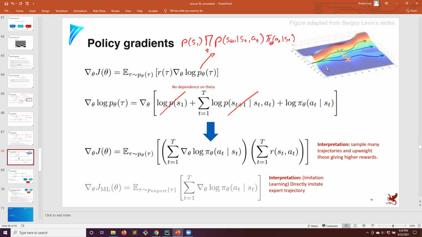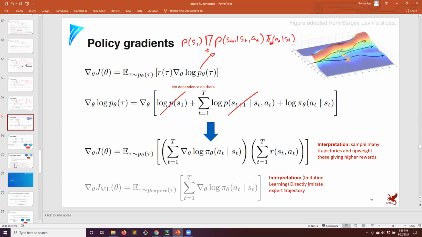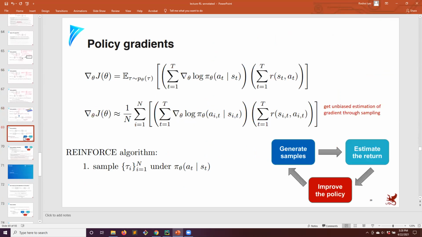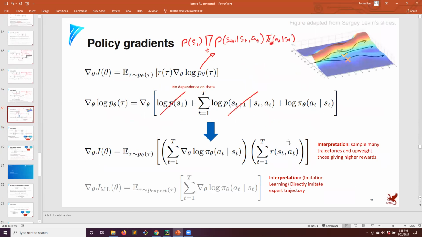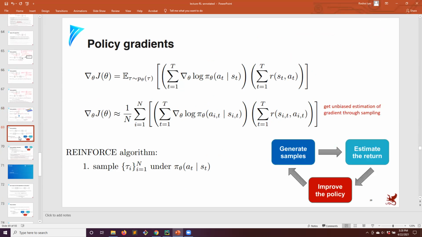And this is just an example of this part, illustrating that. So we have trajectories with higher rewards, so we're kind of upweighting those, and then we're kind of downweighting those with lower rewards here. Okay, so this is the gradient of theta of J theta.